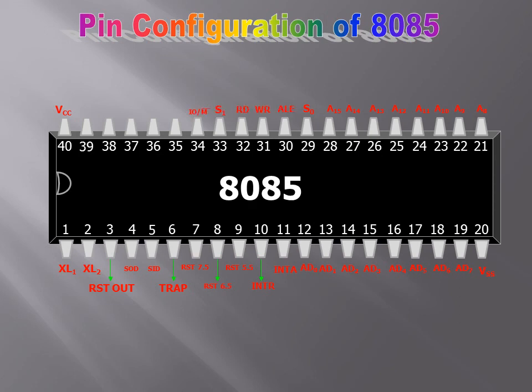Then we have the status signals S0 and ALE. Then we have the control pins write and read. Then again S1, the status pin. Then we have IO/M bar, and then the READY signal of the control signals. We have the RESET IN and the clock out of the crystal section, and then we have HOLD and HLDA for the DMA services. So this is the whole pin connection of the 8085.